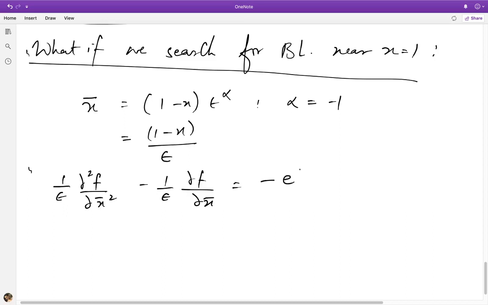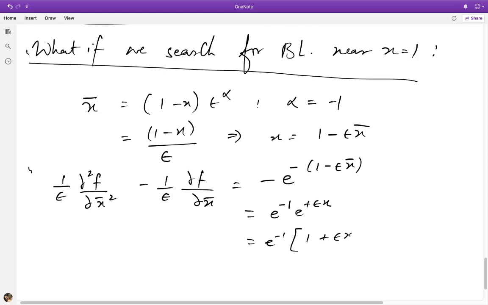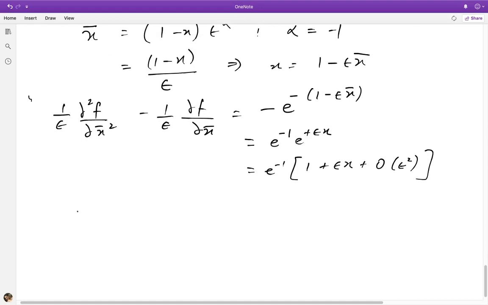And this was minus e to the minus x, which is now minus e to the minus (1 minus epsilon x bar). This basically means x is equal to 1 minus epsilon x bar. X bar goes the other side. Okay, that looks good, but this is equivalent to e to the minus 1 into e to the plus epsilon x bar, which is e to the minus 1, and if I Taylor expand this, it's 1 plus epsilon x bar plus order of epsilon square terms. Alright, so I'm now in a position to look for my expansion.